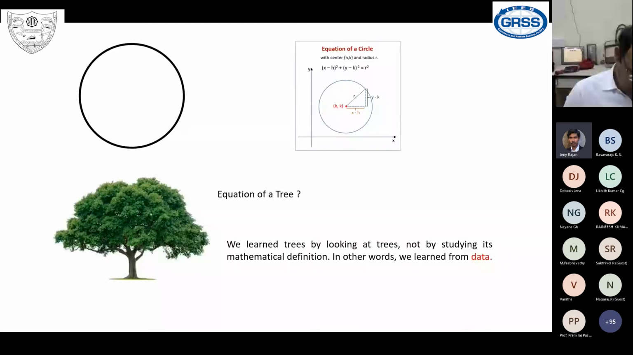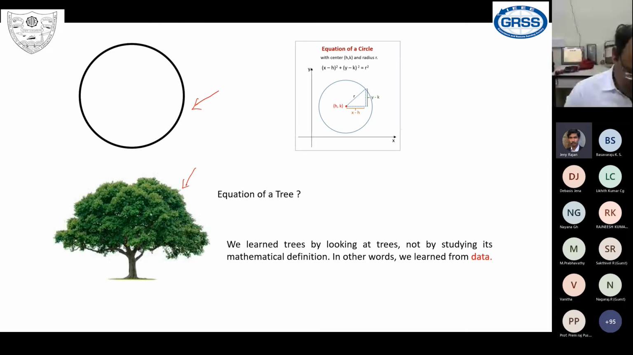If you look at this screen, you can see two objects, right? There is a circle and there is a tree, right? Assume that you want to write a program to identify these objects. Which one is difficult? You have to write a program to identify a circle and you have to write a program to identify a tree. Which one is the easy one?